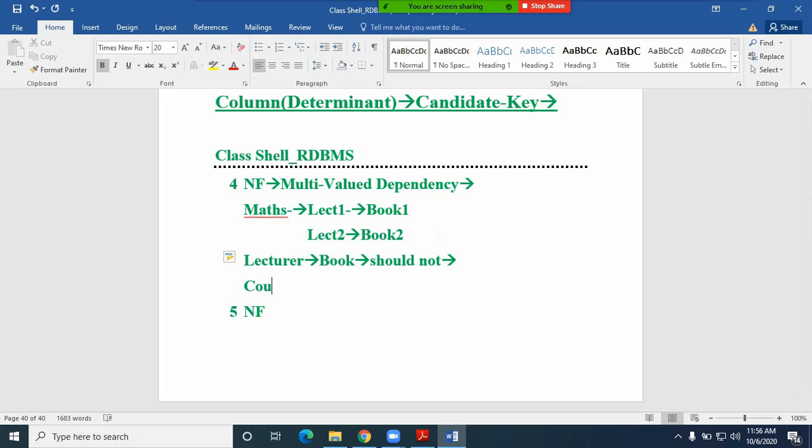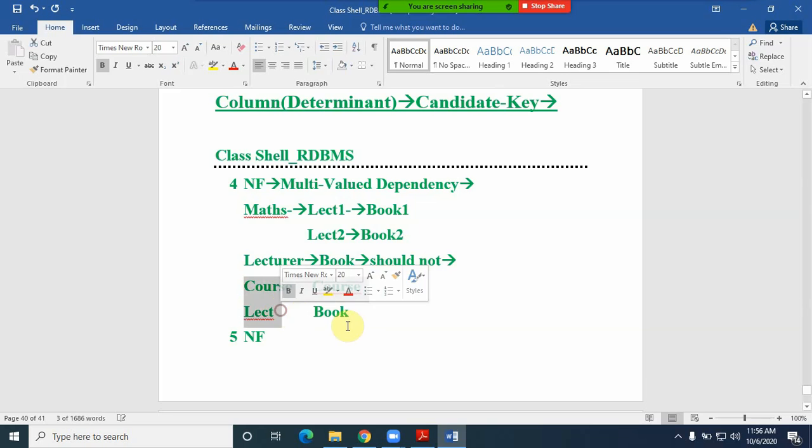what you can perform is, you can take course and the lecturer in one table, and similarly course and book in another table. So automatically, you can get the values. Like if you select a course, multiple lecturers are there for the same course, and if you select the course, you can get the multiple books.